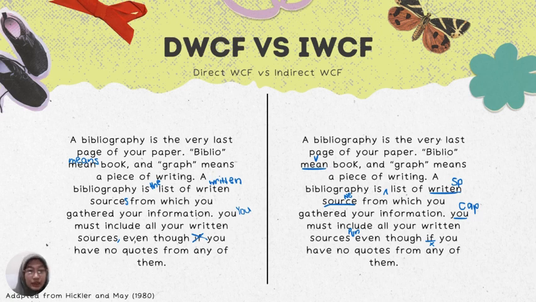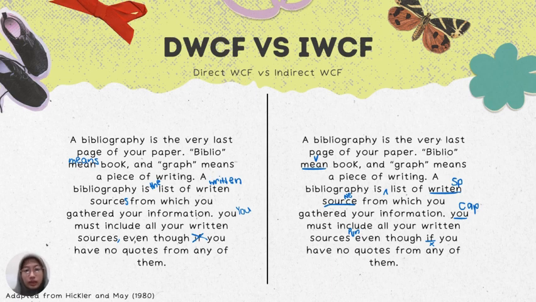So the direct written corrective feedback is a written corrective feedback in which the corrector provides the correct form of the word or the sentence directly. They can cross mark, they can line, they can circle any errors, but they have to provide the correct form of the errors. Okay.